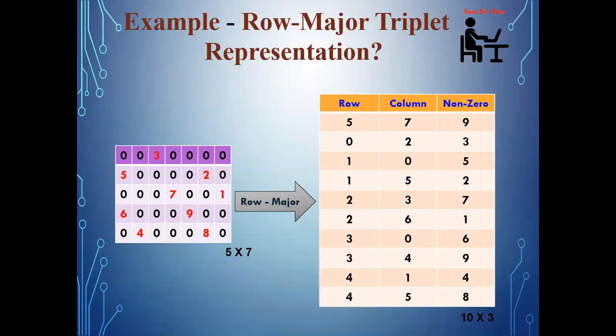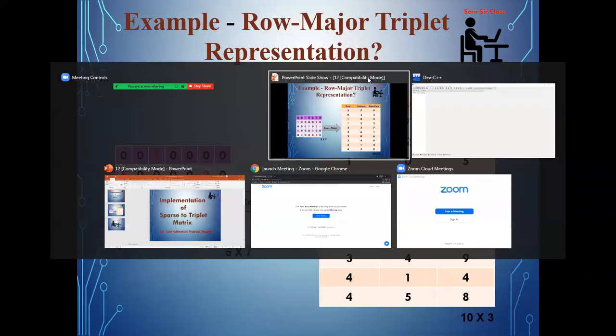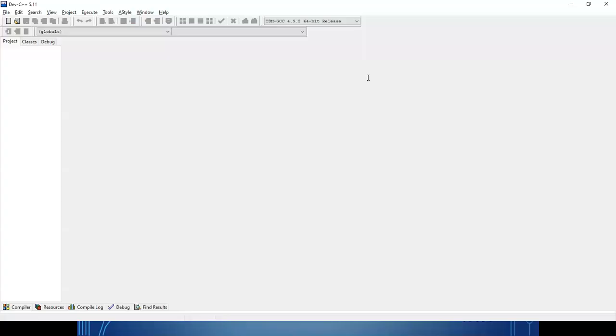We need to take the input for one sparse matrix where the maximum number of entries are 0, along with few non-zero values, and then we have to use some mechanism so that this triplet matrix can be represented. Okay, so how to do that? Basically we need to take the input for one 2D matrix. Okay, so let us start writing the program.